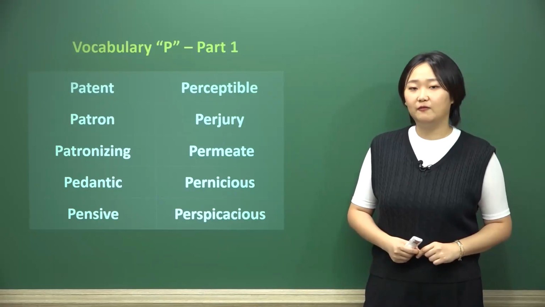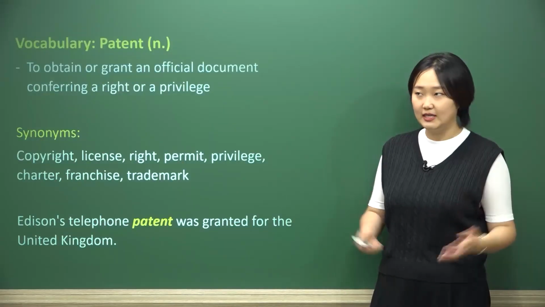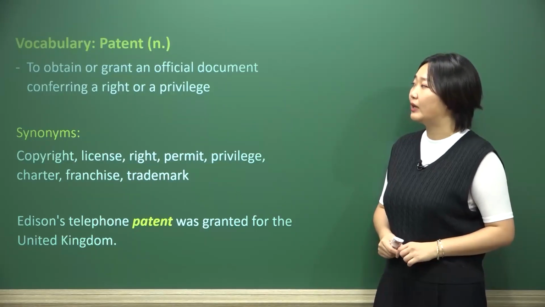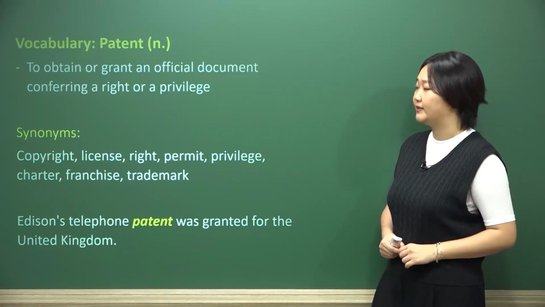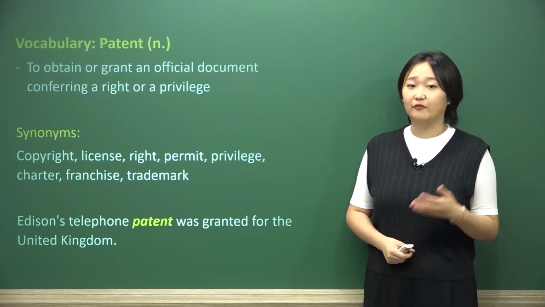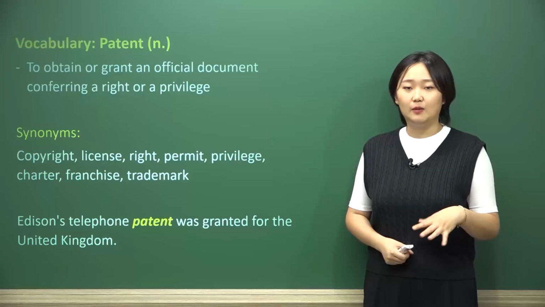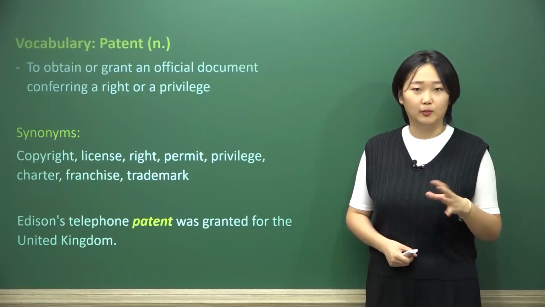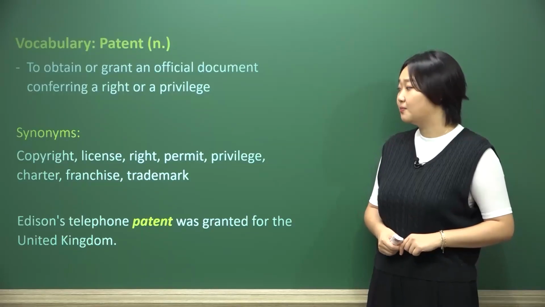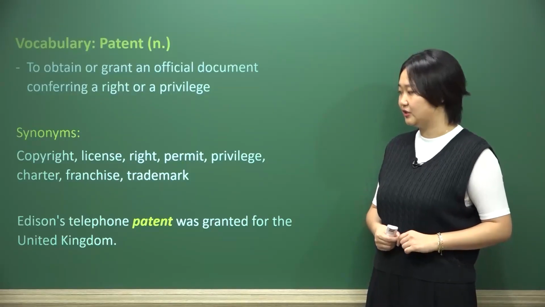So let's go ahead and start with the first one, which is probably the word patent, also the easiest one out of all of these, I would say. Patent is a noun meaning to obtain or grant an official document conferring a right or a privilege. Oftentimes this is like the way that you would imagine some kind of permission slip, but think about it in a more formal or more professional way, probably more governmental too. Synonyms here would be copyright, license, right, permit, privilege, charter, franchise, and trademark.